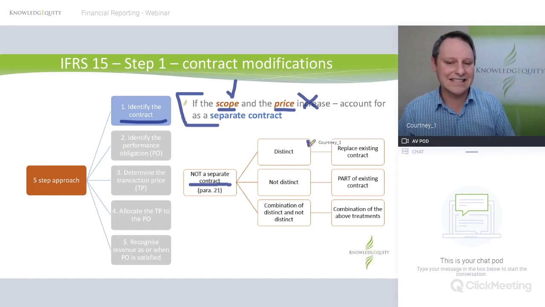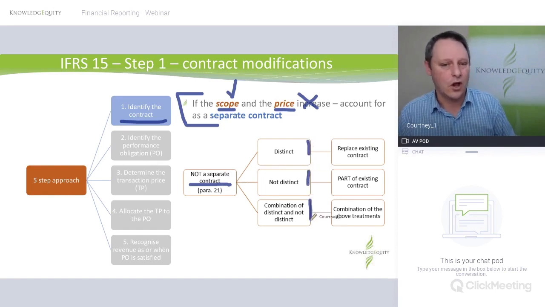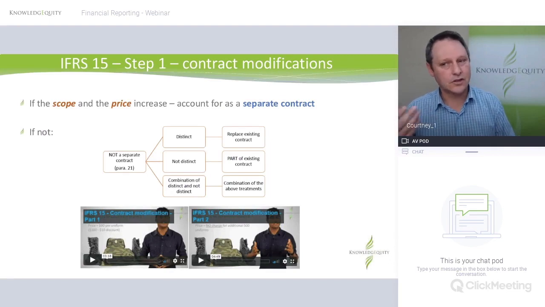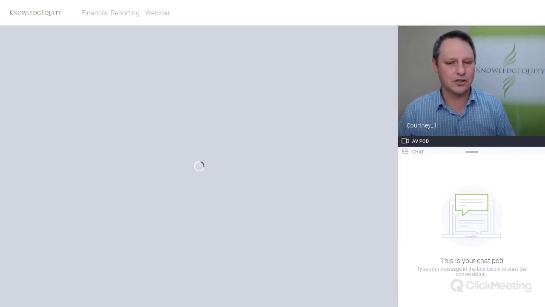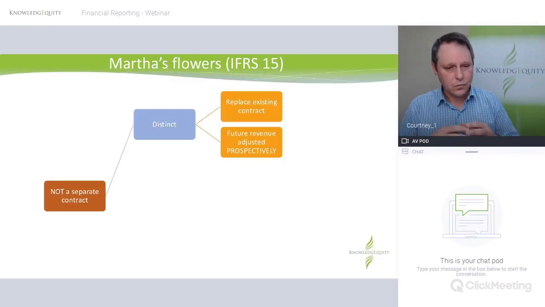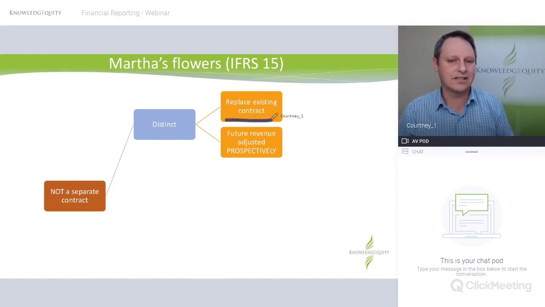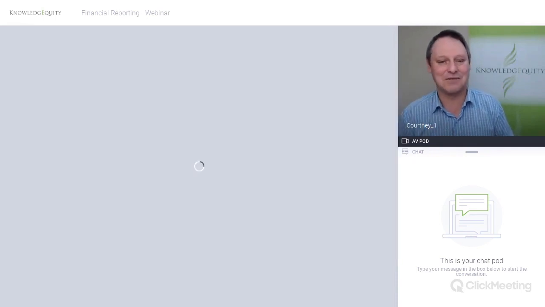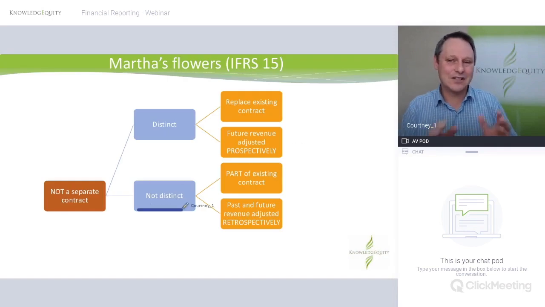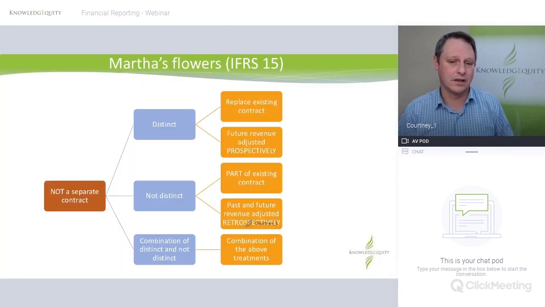Then we ask ourselves, is it distinct or not distinct, or a combination of both items? So there's 2 short videos. If you're unsure what this means, please watch them and work your way through. But in this situation, we can either have a distinct change, and if that happens, we have to replace the existing contract and deal with the future revenue prospectively. I'll explain what that means in a moment. If it's not distinct, if it's not easy to distinguish between the change and what came before, it becomes part of the existing contract and you deal with it retrospectively. And if it's a combination of both, then it's a combination of both.